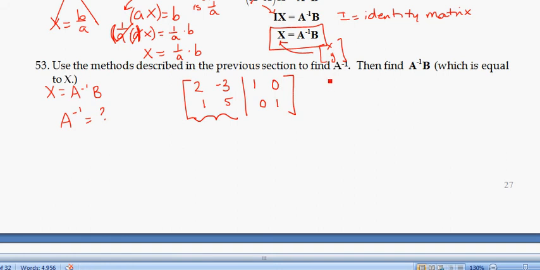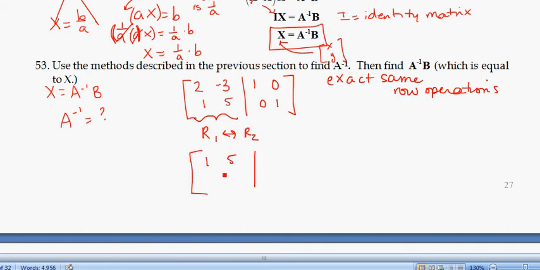So these will be the exact same row operations as what we just did above, because we've already done the work that would translate this matrix into the identity. So I'm going to quickly go through that. Row 1 and row 2 we would swap. So we'd have 1, 5, 0, 1 and 2, negative 3, 1, 0. And then the next elementary operation I did was I took negative 2 times row 1 plus row 2, and I let that replace my row 2.